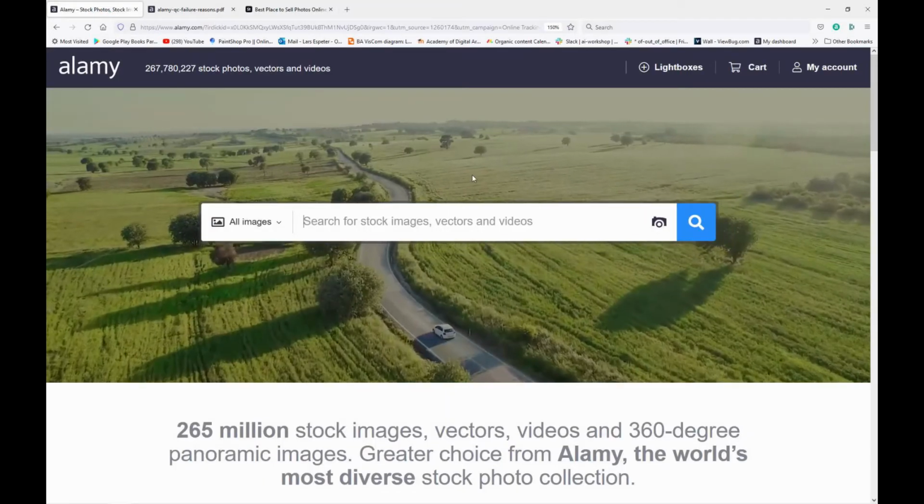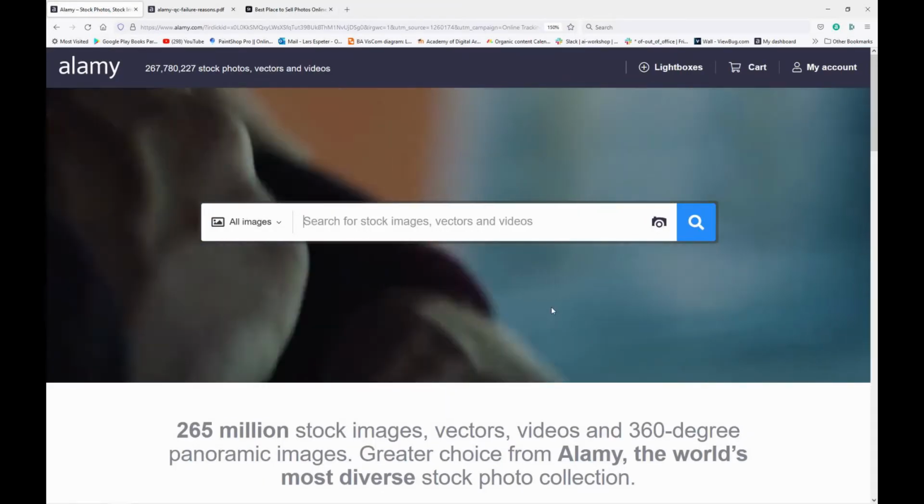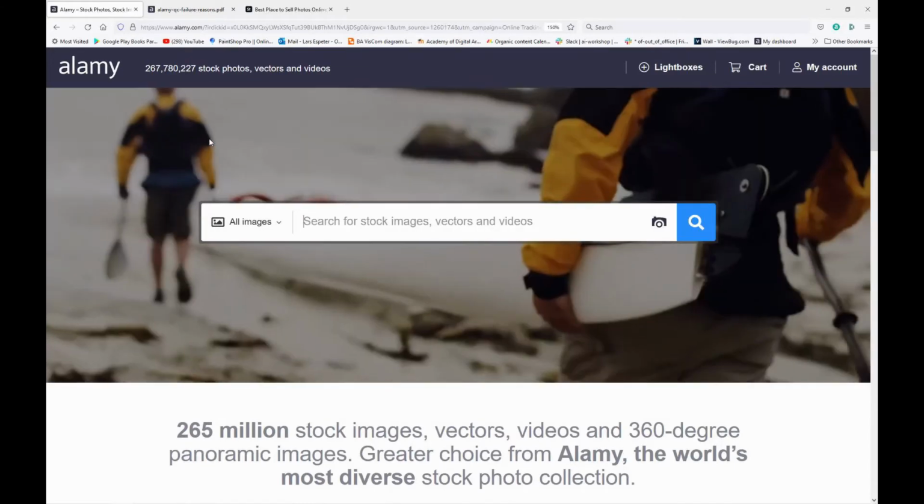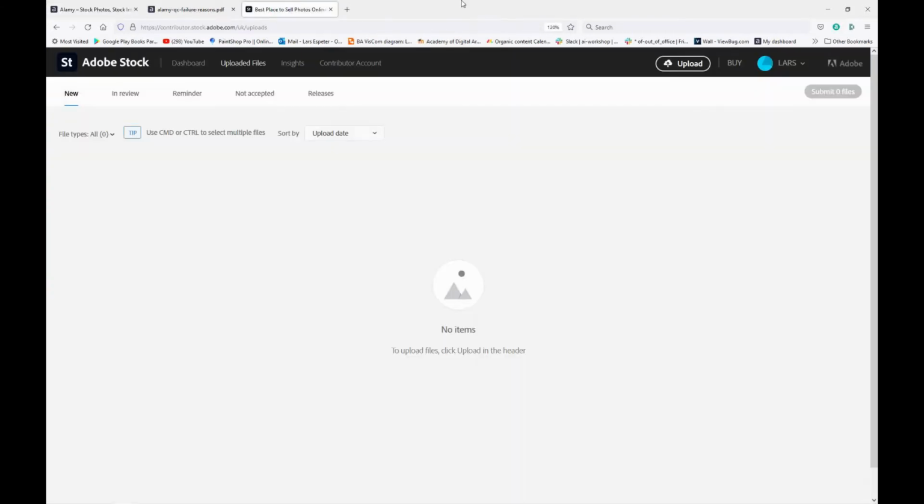About Alamy, I heard that they have a reputation of pretty much accepting everything, and Adobe Stock being a little bit more critical when it comes to image quality and which images they accept. So that is great, good to know.